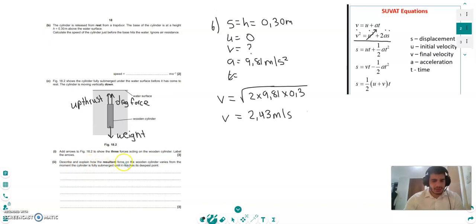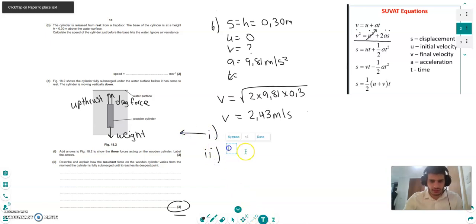Describe and explain how the resultant force on the wooden cylinder varies from the moment the cylinder is fully submerged until it reaches the deepest point. And it gives 3 points for that. It's important for you to notice how many points it gives. Sometimes it's a clue to tell you how many answers you should provide. That would save you some time. Sometimes. So I'm just going to write I here, that we solved it right here, and mention it in text.